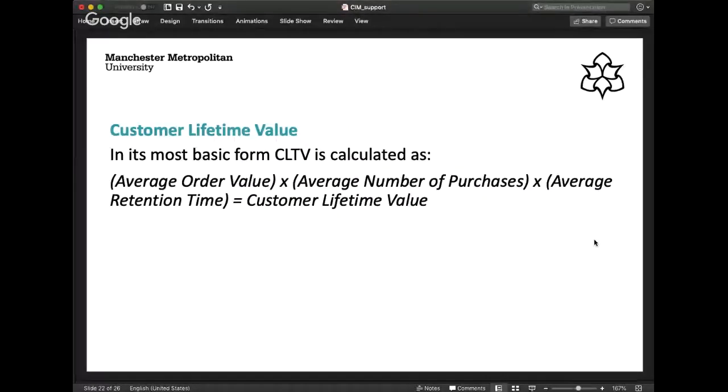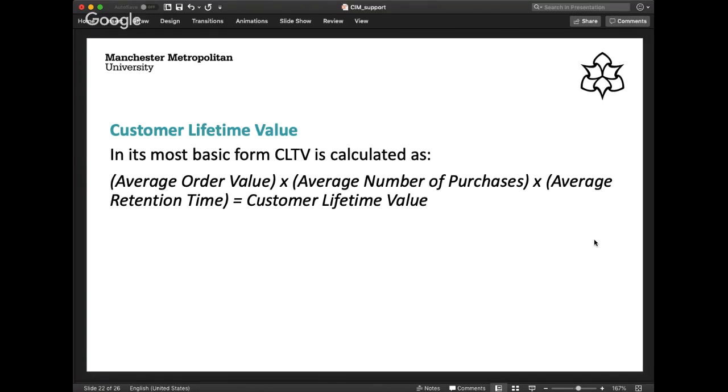The most basic way that I can describe customer lifetime value to you is the average order value times the average number of purchases times the average retention time. So that will equal your customer's lifetime value. So the average spend, the average number of purchases, and the average retention time.